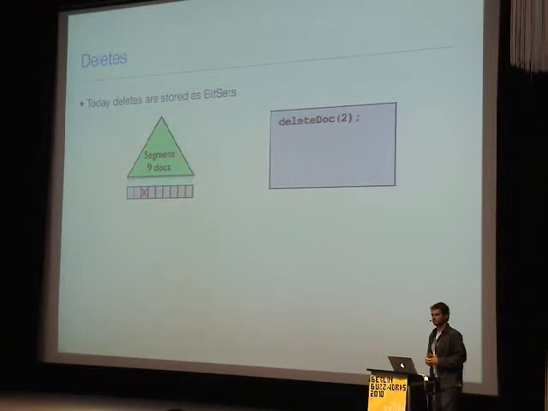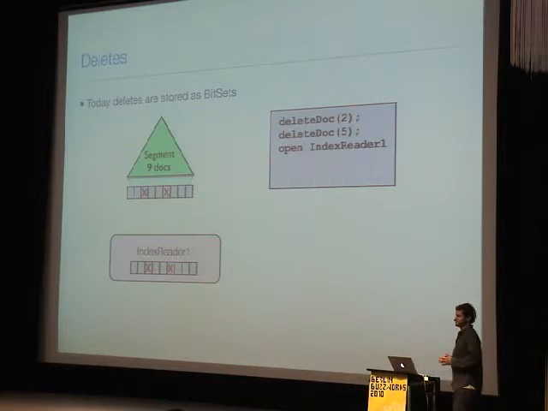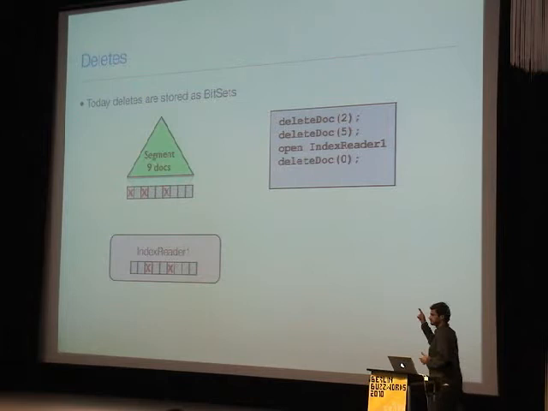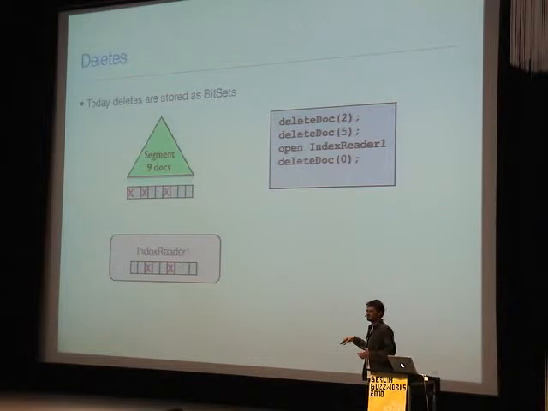So now we delete another document. We have 2 bits that are set. And we open now an index reader. And of course, that reader should see those 2 documents as deleted, right? But what happens now if you delete another document? You want to flip the bit, but you don't want that index reader to see that change, because an index reader should always see a snapshot, a point-in-time snapshot of your index. So you don't want to see the change.